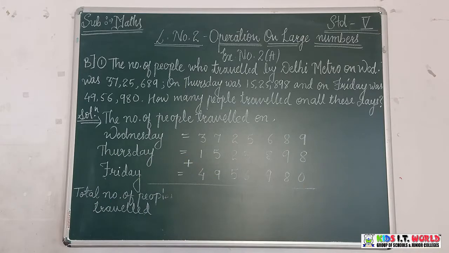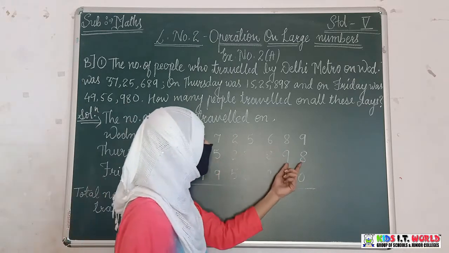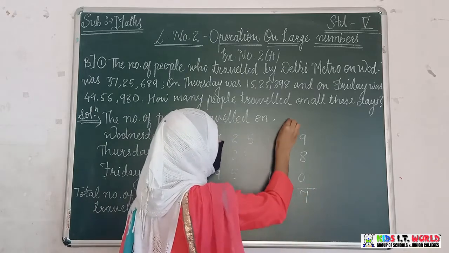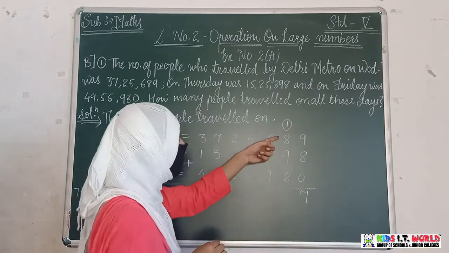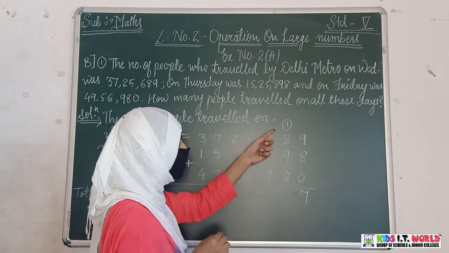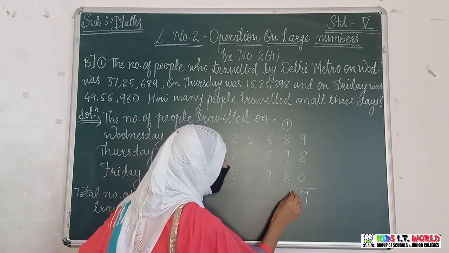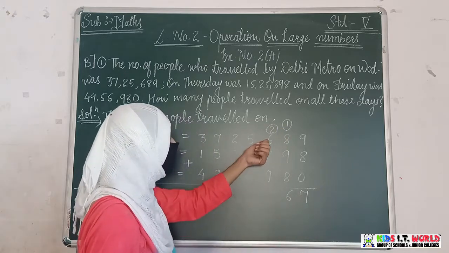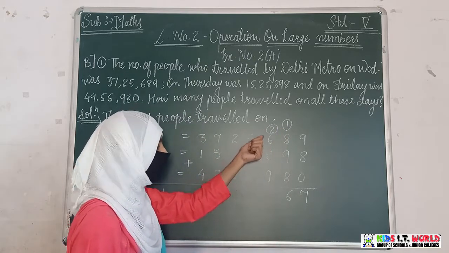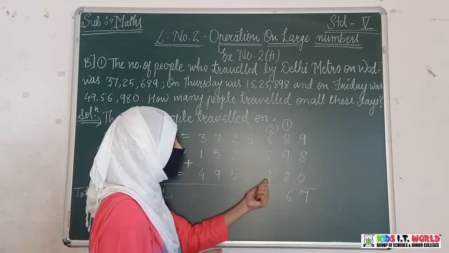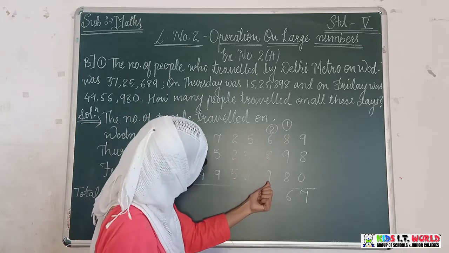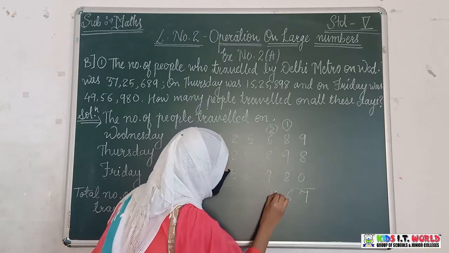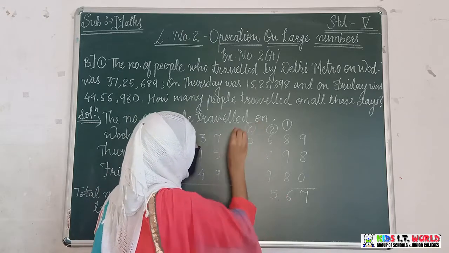Now do the addition. 9 plus 8, it is 17. So write down 7 here. 1 will be carry. Now here 8 plus 8, 16, and 16 plus 10, it is 26. So write down 6 here. 2 will be carry. Now 6 plus 2, it is 8. 8 plus 8, 16. 16 plus 9, 25. So write down 5 here. 2 will be carry on the other number.